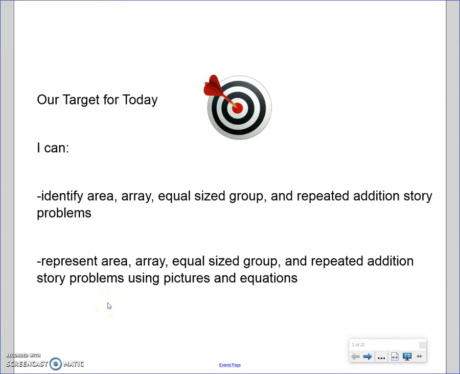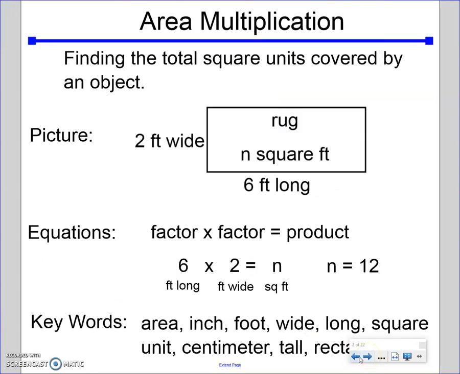Good morning, third graders. Our targets for today are I can identify area, array, equal-sized group, and repeated addition story problems. And I can represent area, array, equal-sized group, and repeated addition story problems using pictures and equations. Let's quickly review each of the story problem types that we've learned so far this year.